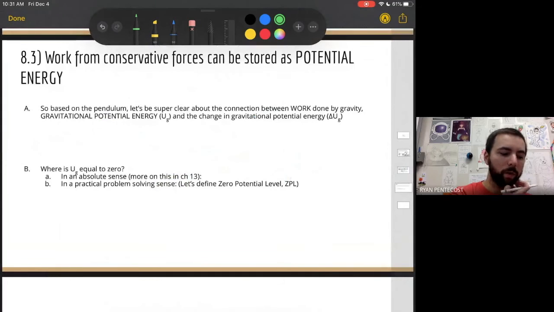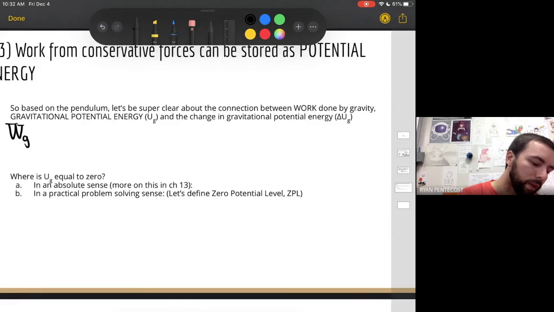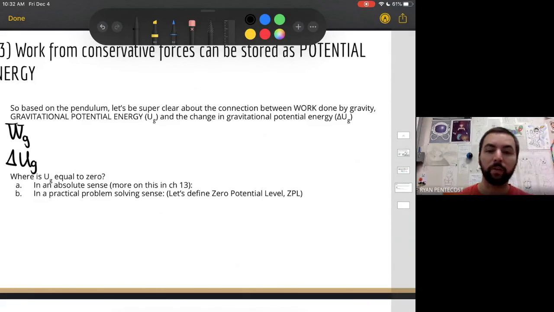Now let's talk about work from conservative forces being stored. So energy can be stored as potential energy. So based on this pendulum idea, okay, let's be super clear about the connection between work done by gravity and gravitational potential energy and the change in gravitational potential energy. So notice these are different things. Okay, so I'll write these off to the side. We have the work done by gravity, and then we have the change in potential energy. These are going to be very different.